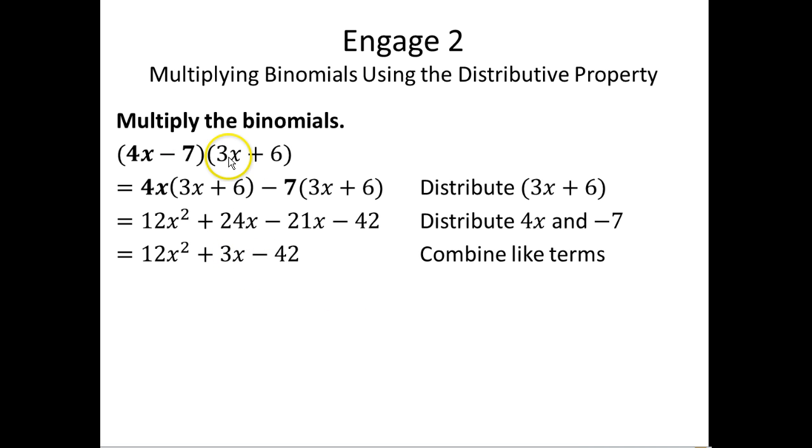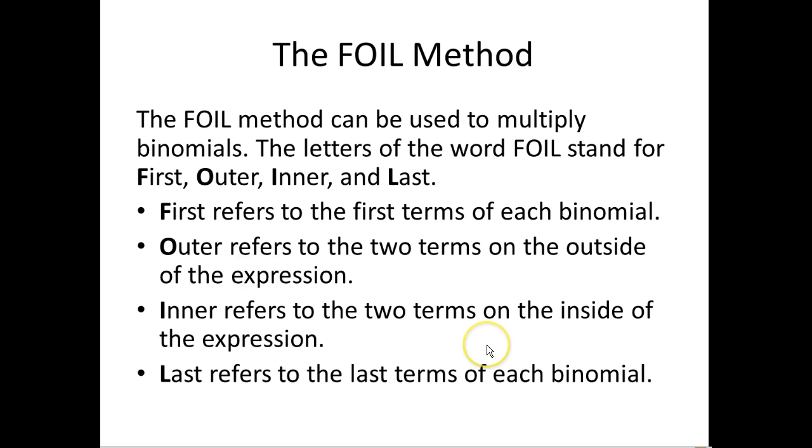So the product of these 2 binomials is this new trinomial, 12x squared plus 3x minus 42. Alright, so in those first 2 examples we used the distributive property, and another way to multiply binomials together is by using what's called the FOIL method.